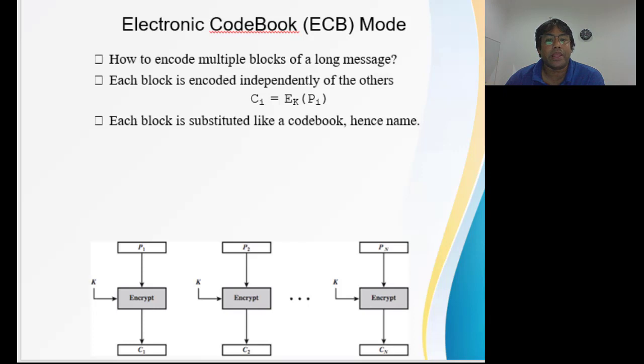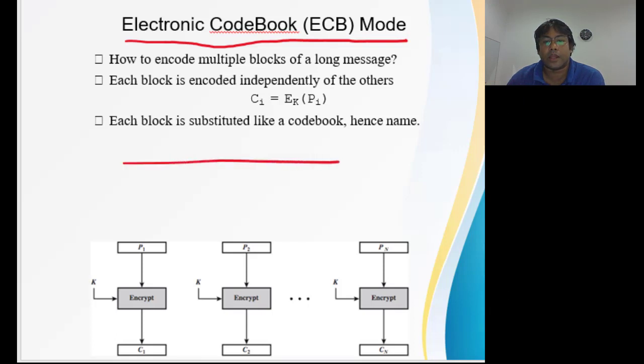One of the simplest modes is electronic codebook mode, or in short, we call it ECB mode. In case of electronic codebook mode, let's take a look at how we can actually utilize this kind of mode.